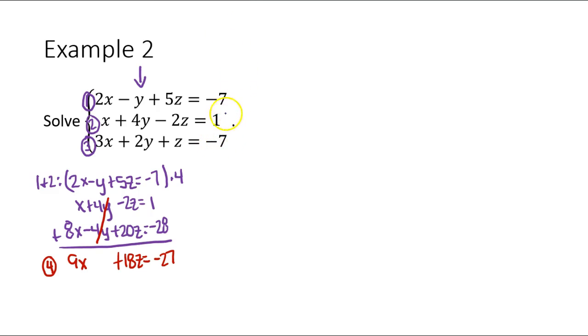Now what I need to do is pick 2 more equations. I have to choose equation 3 because I haven't used it yet. And I'm also going to choose equation 1, remember, because I said the coefficient right here was 1, and it will be very easy to turn that into a 2 so that they'll cancel out. So now we're looking at equation 1 and equation 3. That gives me 2x minus y plus 5z equals negative 7, and 3x plus 2y plus z is going to be equal to negative 7.